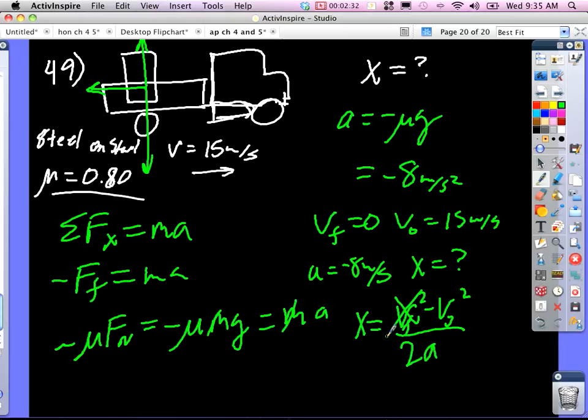Any other questions? Wait, so what did you use to figure out what x was? Then I just use this equation. What does this come out to be? What is this equation? It's like the third equation on your formula sheet.